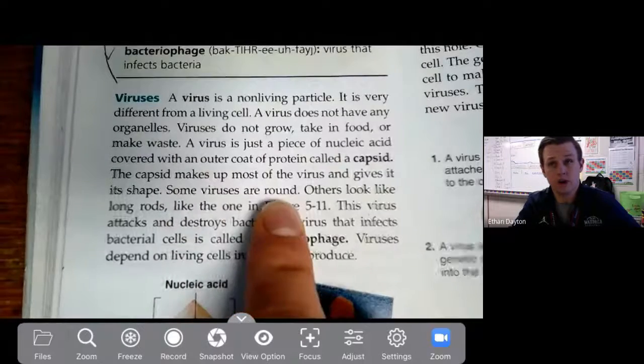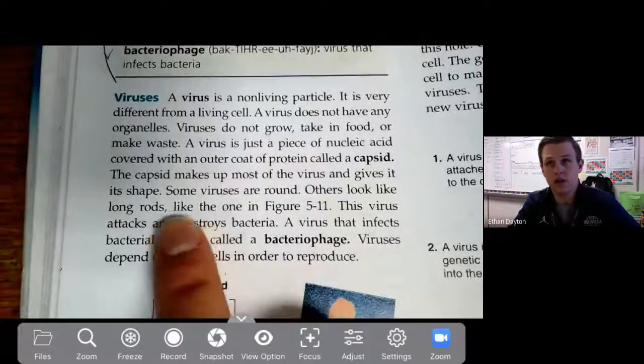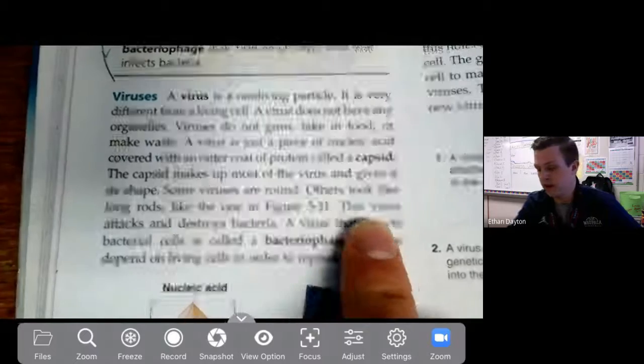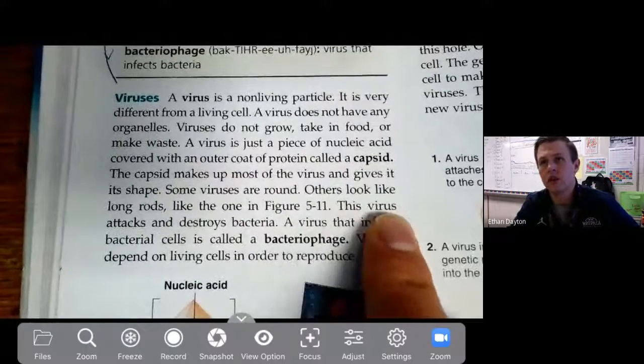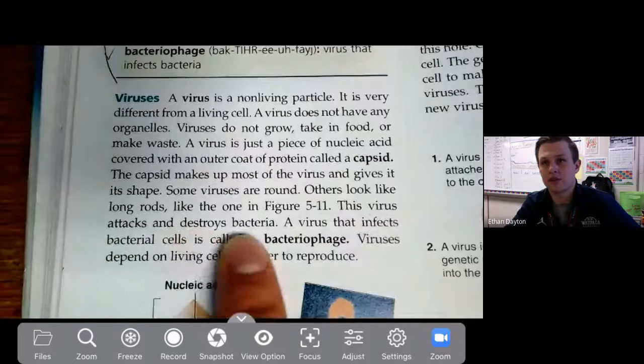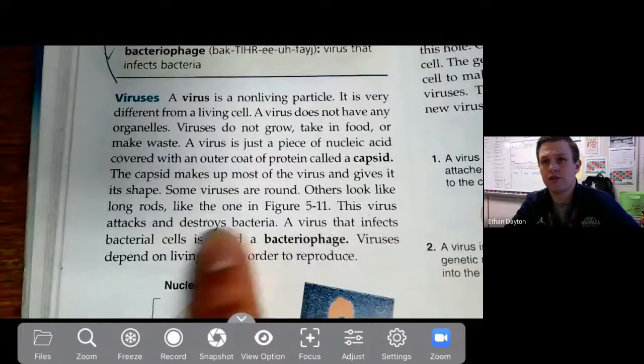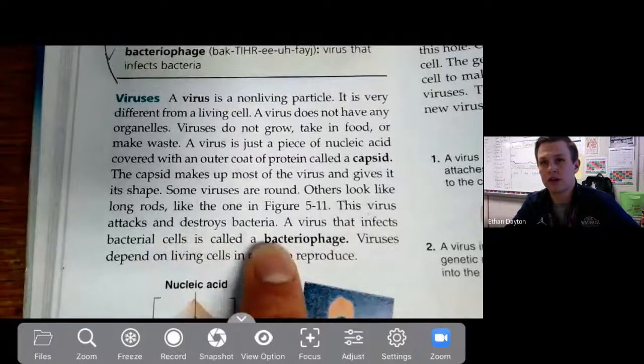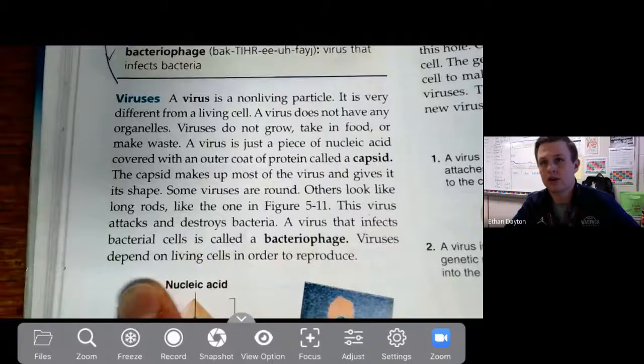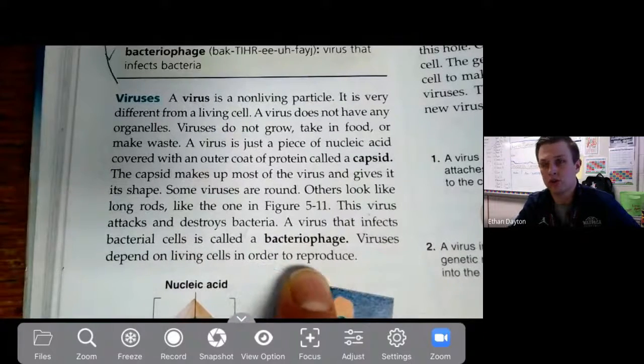Some viruses are round. Others look like long rods, like the one in figure 5-11, and I'll show you that in a little bit. This virus attacks and destroys bacteria. A virus that infects bacterial cells is called a bacteriophage. Viruses depend on living cells in order to reproduce.